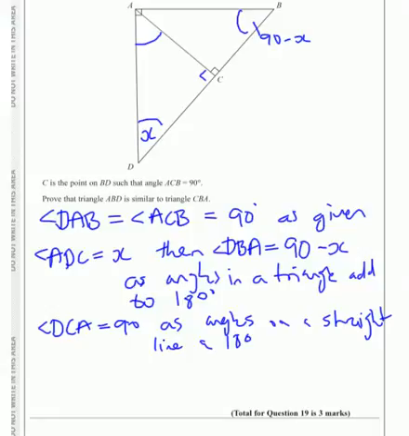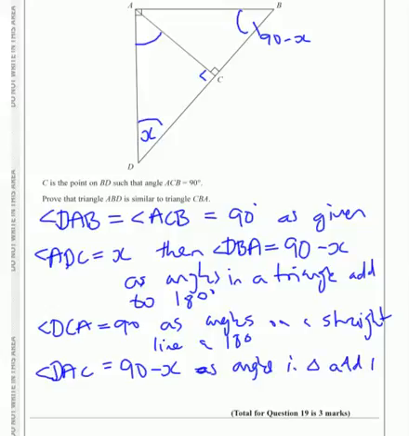Once we've got that, we can then use angles in a triangle to find angle DAC. So angle DAC, for the same reason as before, is going to equal 90 minus x. And that is, again, because angles in a triangle add to 180.